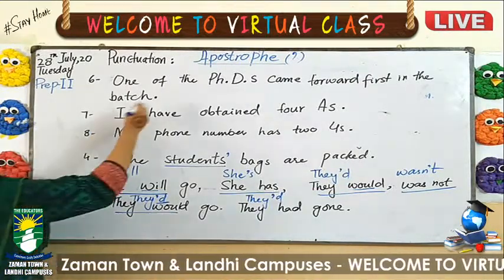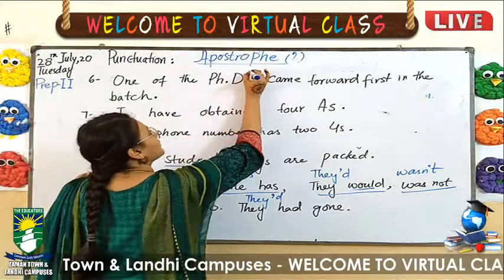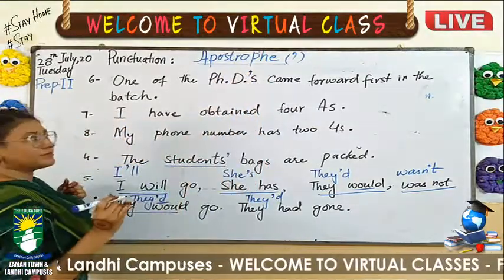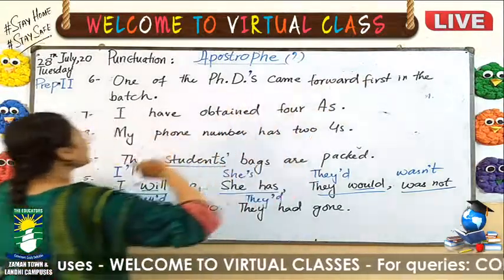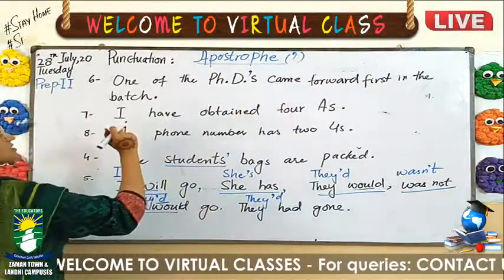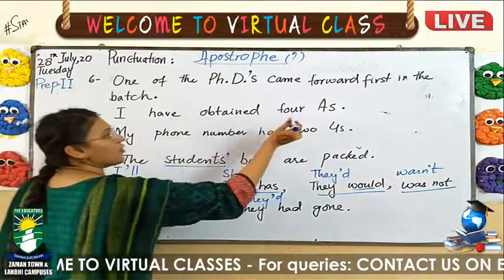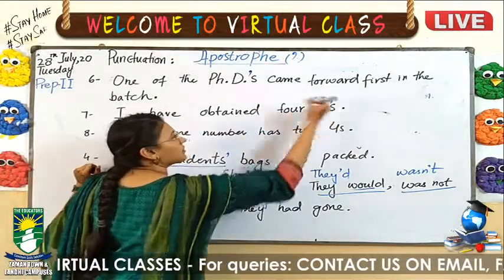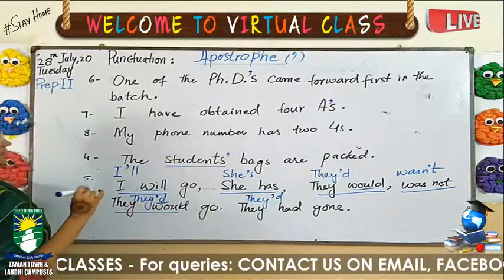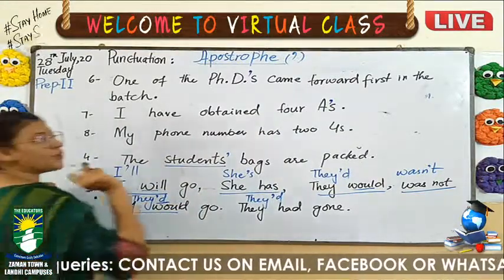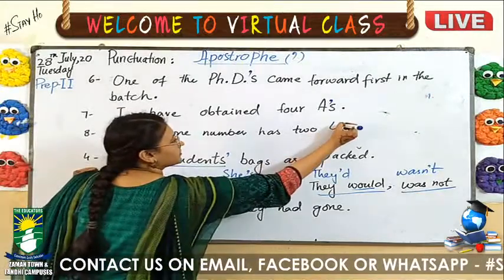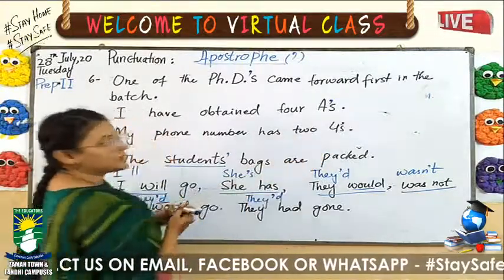One of the PhDs, we will put apostrophe before the S, came forward first in the batch. Sentence number 7: I have obtained four A's. In sentence number 8: my phone number has two 4's. That clear?